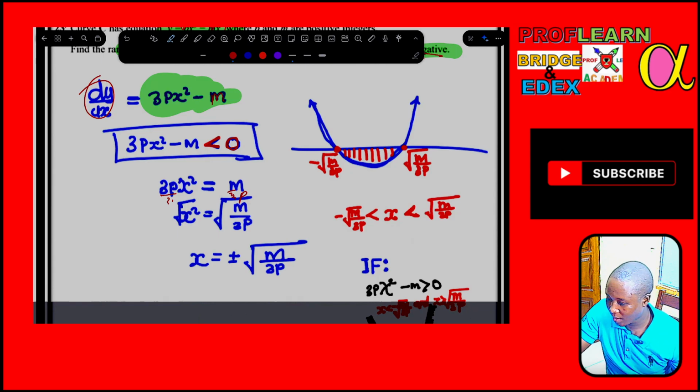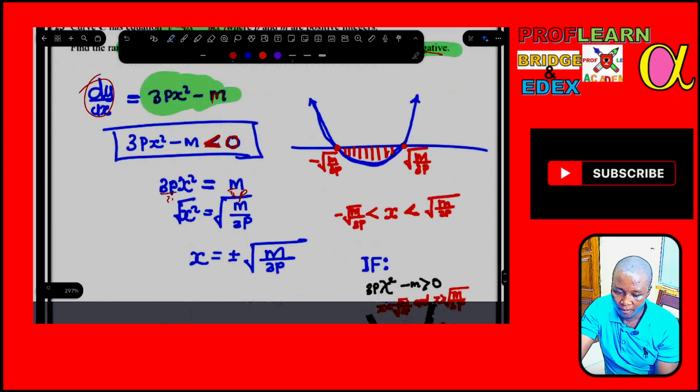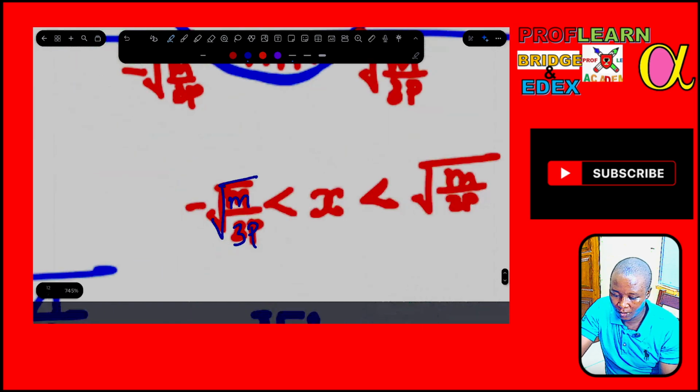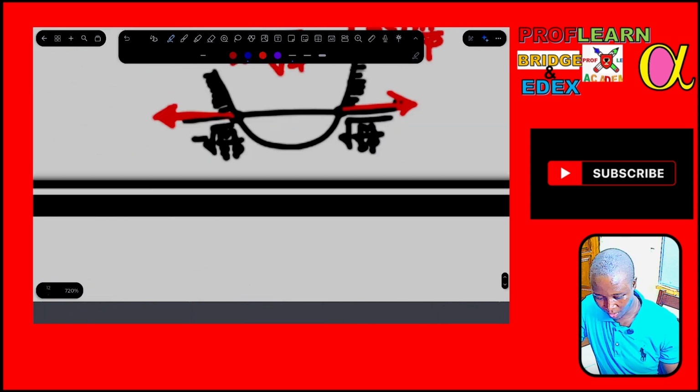Then from here, you can now sketch as I showed you, and we are interested in less than 0. If less than 0, we are interested in the lower part of the graph. So that's going to be x is greater than the square root of m over 3p, or x is less than the negative square root of m over 3p. Yeah, so basically that's how you write your answers.